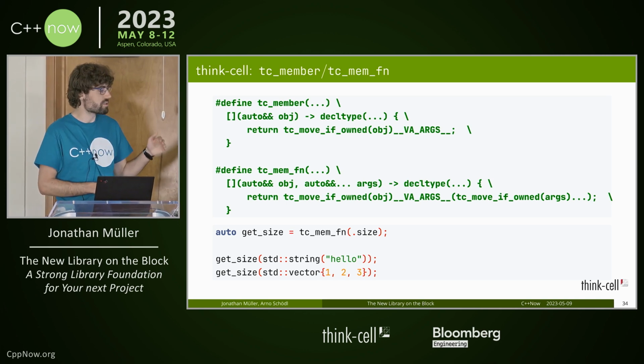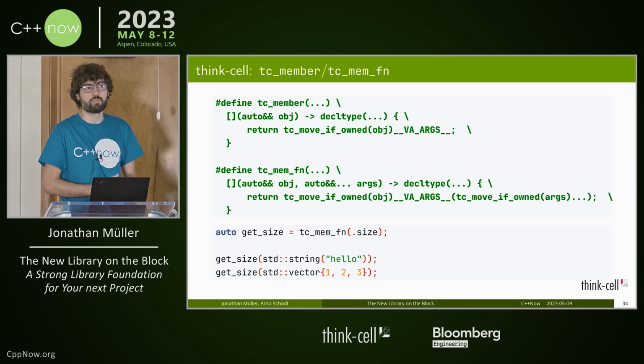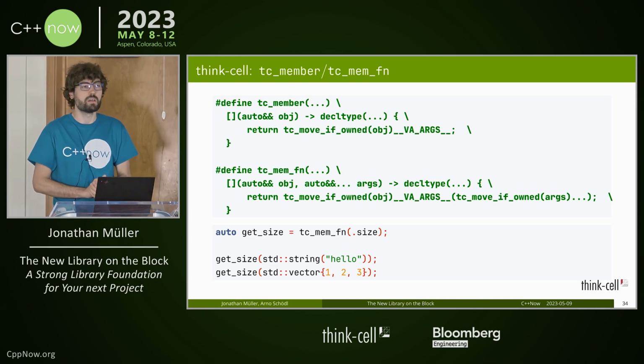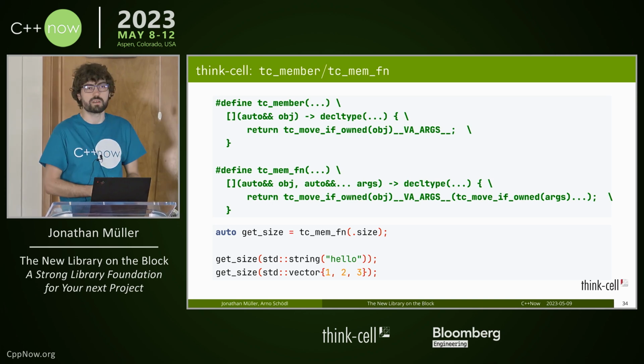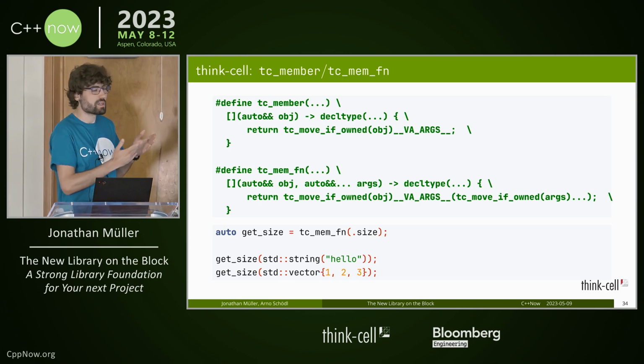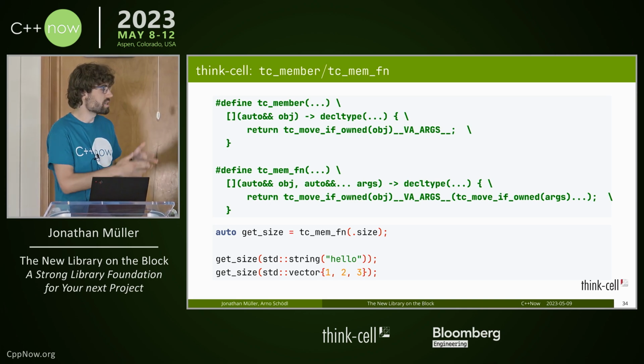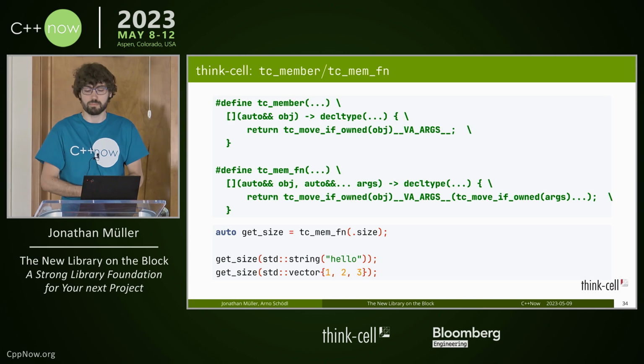So you can call that function on both std::string and std::vector because it's polymorphic over the type, which is really useful when you combine that with projections. For example, you want to project a range algorithm on some member, and you don't need to specify the type of the thing. You can just say project on tc_memfun.size, for example.